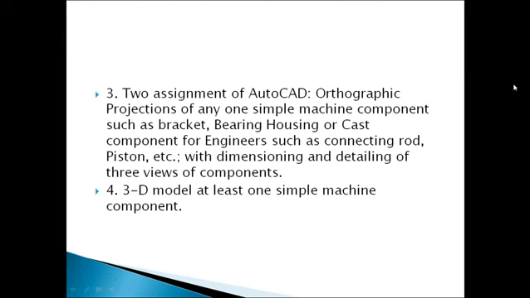Then number 3, two assignments of AutoCAD: orthographic projection of any one simple machine component such as a bracket, bearing housing, or cast component for engines such as connecting rod, piston, etc., with dimensioning and detailing of 3 views of the component. So here we are going to draw an orthographic view, and we need to mention proper dimensions and detailing of the 3 views of the component by using AutoCAD. And in the fourth experiment, we need to make a 3D model of a simple component by using AutoCAD. So like this, these are the experiments we need to complete at the end of this course.